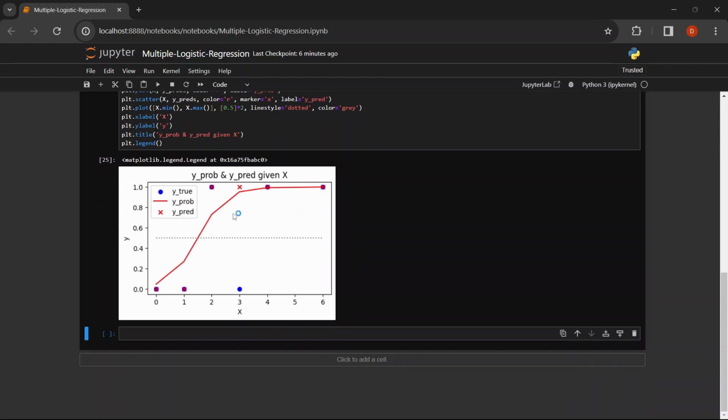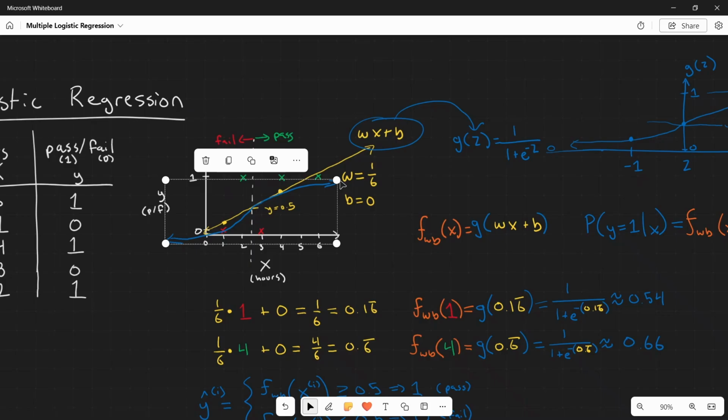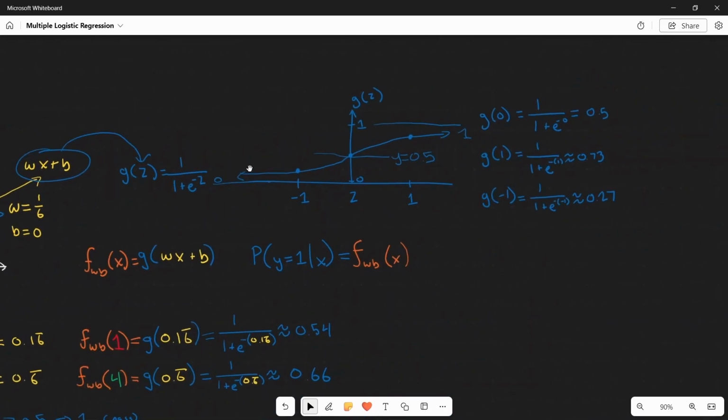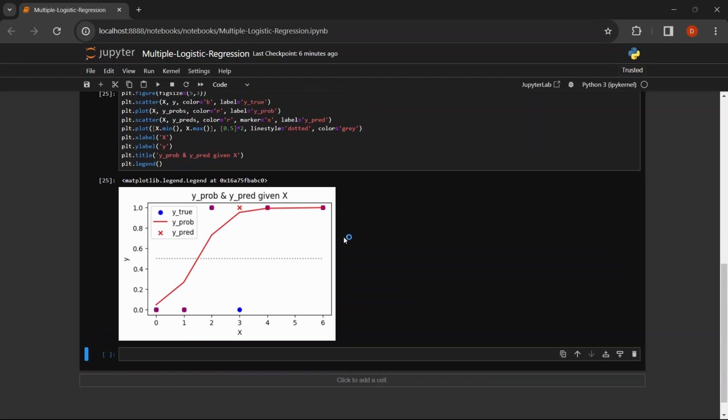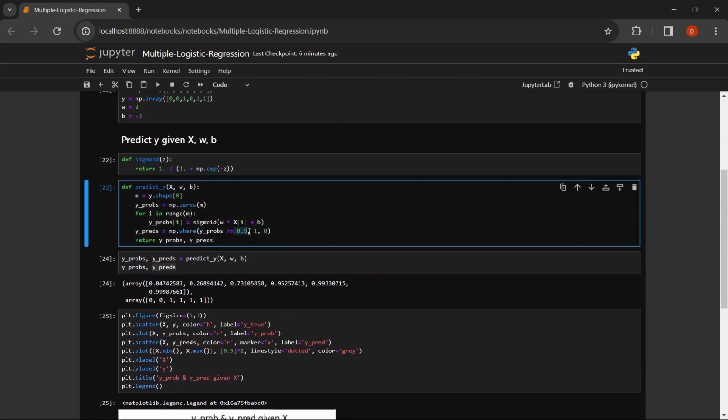So this is a better fit line if we have y true as the blue dot still, and yprob as the output of our sigmoid function, then the probability looks more like a sigmoid curve like we were looking at in this whiteboard example up here. And ypred is collapsing to either 0 or 1 when it's either above or below this boundary line of 0.5, which was our threshold that we used.